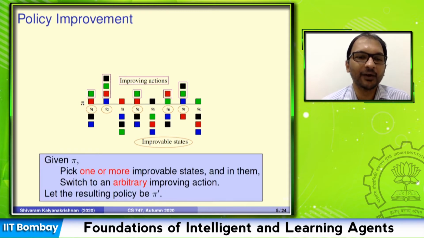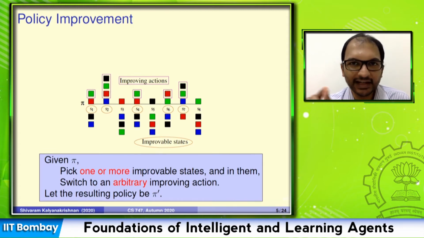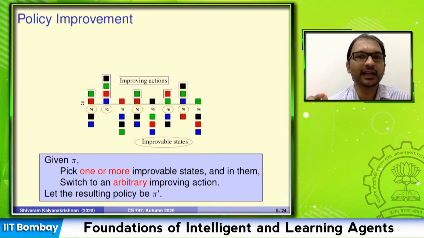Now here's what we are going to do. Suppose we are given pi, we are going to pick one or more improvable states. So we have some choice in doing this. We have 5 improvable states here. We can pick all 5 of them or 2 of them or 3 of them, but we must pick at least one. And in the improvable states that we have picked, we are going to switch to one of the improving actions. We have a current action that's being taken, but we are going to let go of that action and switch to one of the improving actions.